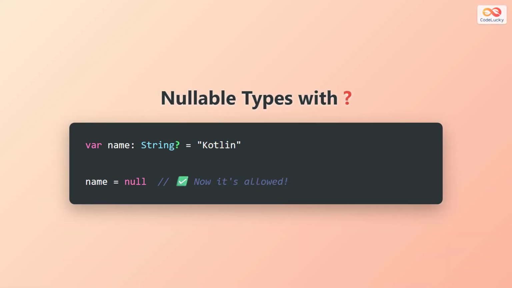But what if you actually need a variable that can hold a null value? Kotlin provides a simple and explicit way to do this. You add a question mark after the type name. So instead of String, you write String?. Now the variable name can hold either a valid string value or null. When you assign null to this nullable variable, the compiler accepts it without any errors. The question mark syntax makes nullability explicit and visible in your code.